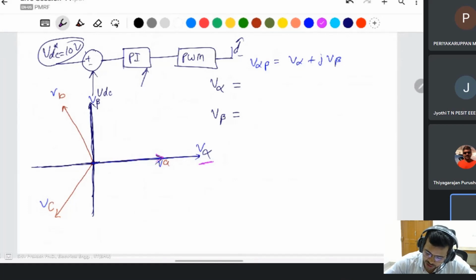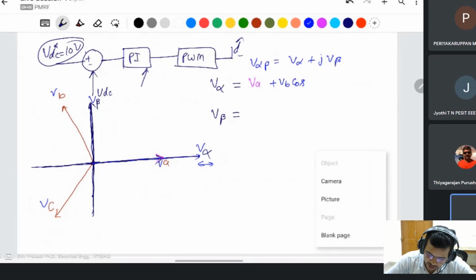Then this is the total. Because VA is in the same direction as alpha, the angle will be 0, so VA cos 0. If there is any difference, then apply a cos of the angle between them, which gives the projection of any vector on that vector. For example, if you want to calculate the effect of VB on V alpha, then simply apply VB times cos.